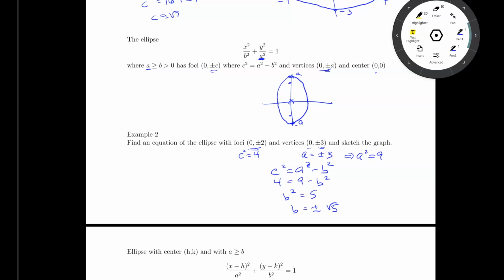I guess I don't even need that. I just want to find the equation. This one is not asking me to graph it. So I know the larger number must be under the y, so I have y squared divided by 9 because the vertices are on the y-axis. And then I have x squared divided by 5, sorry about that, x squared divided by 5, the smaller number. The 4 is the c, that doesn't come into the equation, equals 1. So that's the equation.